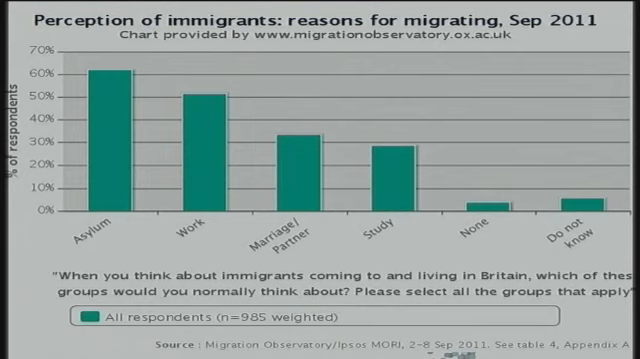The Migration Observatory has done some work to find out two things. First of all, who do the public have in mind when they think about immigrants? And secondly, of the people who are saying they want fewer immigrants, who specifically do they want fewer of? Now, the first slide tells you who the public has in mind when they think about immigrants. Interestingly, the biggest category are asylum seekers, followed by workers. Only 30% of the public think of people who come here to study as immigrants.